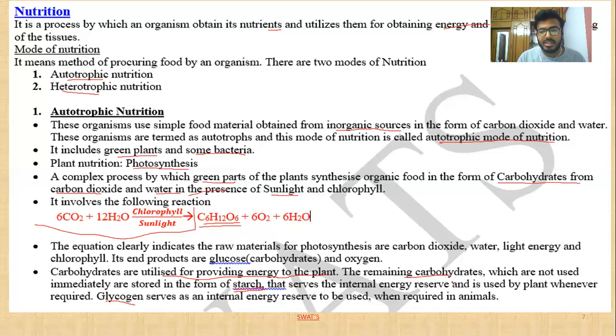That serves as an internal energy reserve and is used by the plant whenever required. In the same way, this is also important: glycogen serves as an internal energy reserve to be used when required in animals. So stored energy in plants is called starch, and stored energy in human beings or animals is known as glycogen. So this is the first part of autotrophic nutrition.